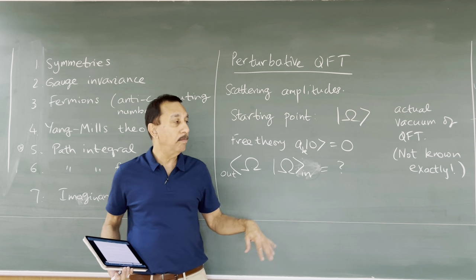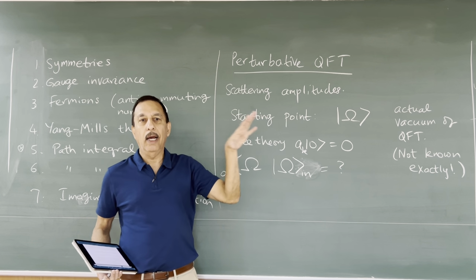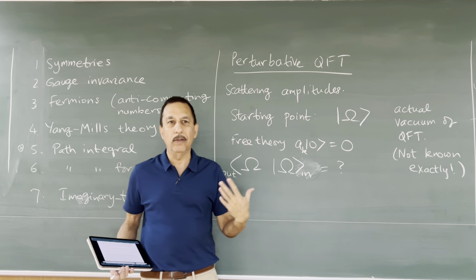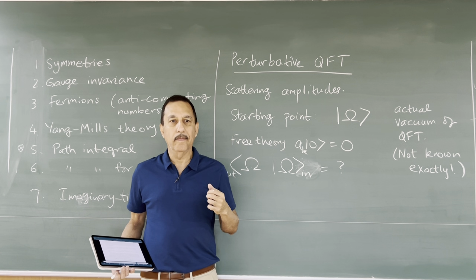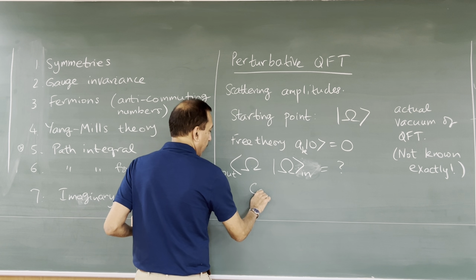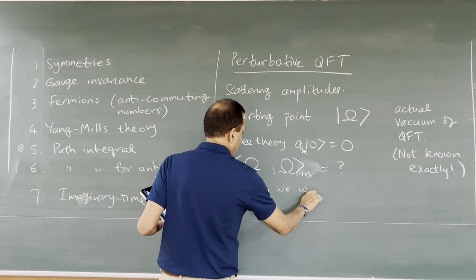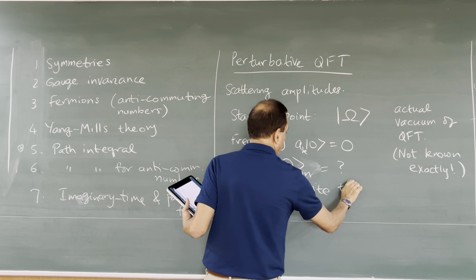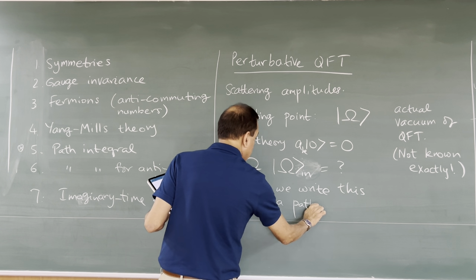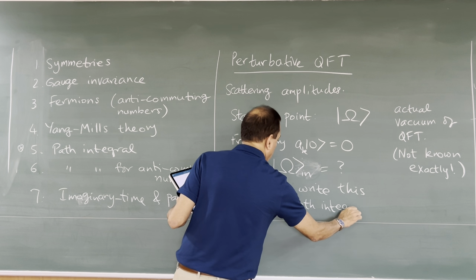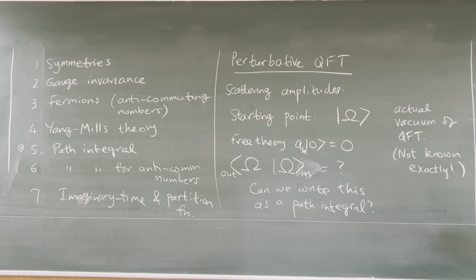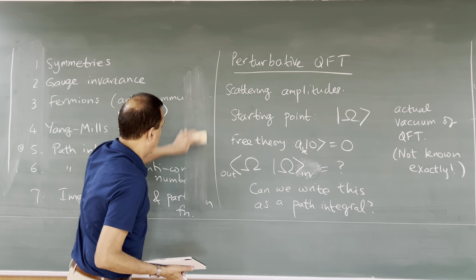Then the question would become, what happens if I take the past vacuum and create some particles and then project it onto the future vacuum? That is somehow the model of what an experiment is. So we start with the simpler question, and in particular the question is, can we write this as a path integral? The answer is yes, and we'll do it now. And once we've done it, we'll start building on that. So everything will be built on this first calculation.